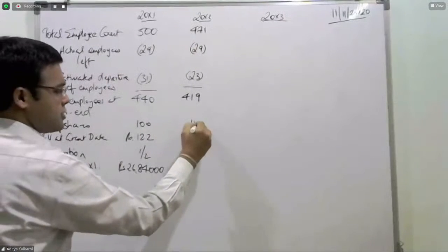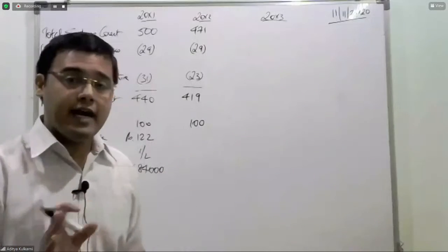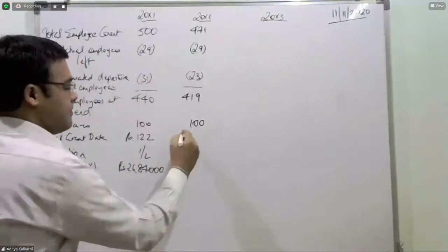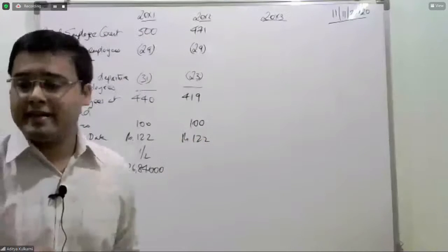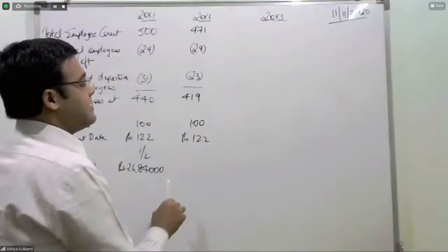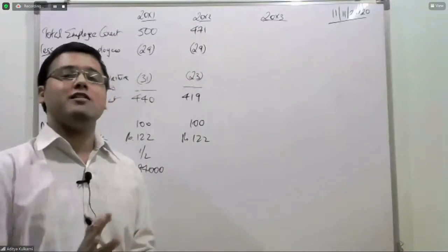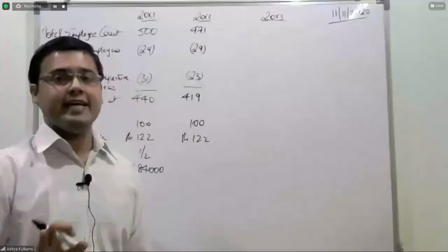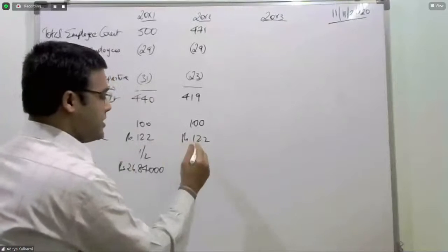Number of share options per employee is 100. Fair value at the grant date will not change. That will remain fixed. And now what do you do? You estimate that the vesting period has increased to 3 years. Why? Because for sure it has not vested at the end of 2 years. That I came to know. So now you expect 3 years, out of which 2 years have passed.